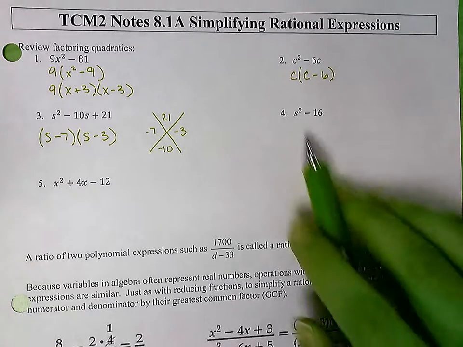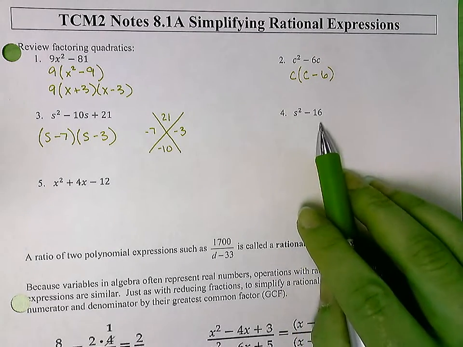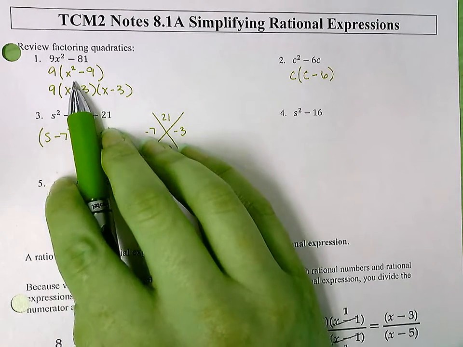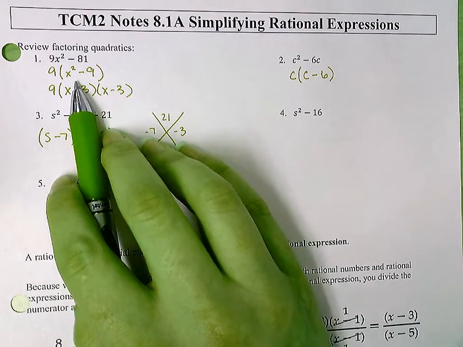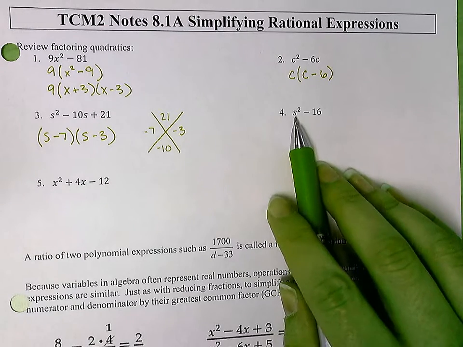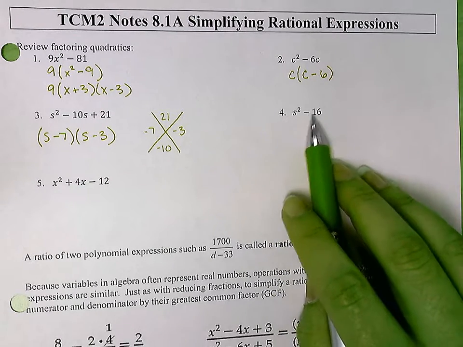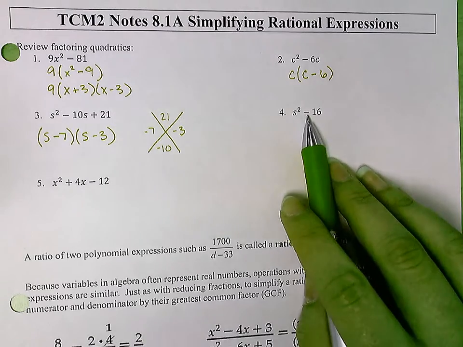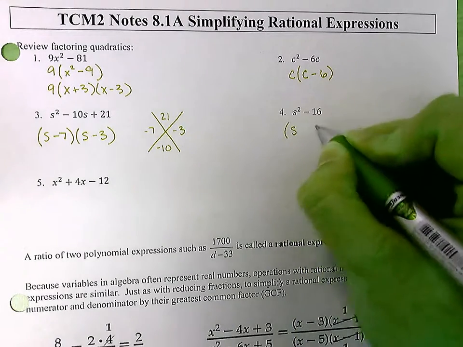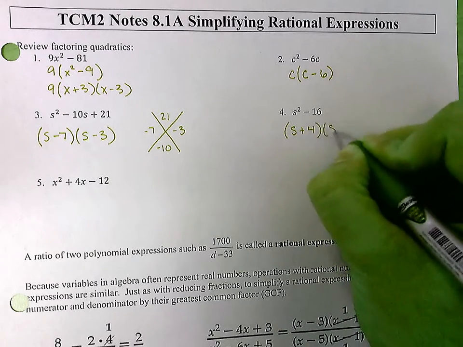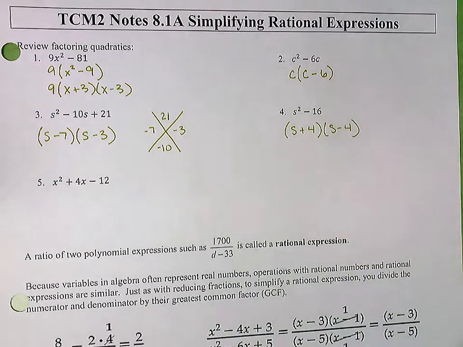Number 4, I have s squared minus 16. So this is similar to what I had here with x squared minus 9. So I have a perfect square with s squared and a perfect square with 16 and subtraction between. So this can factor to s plus 4, s minus 4. Okay, and if you don't think that that's the correct answer, you can always FOIL it out and see if you get what you originally had.